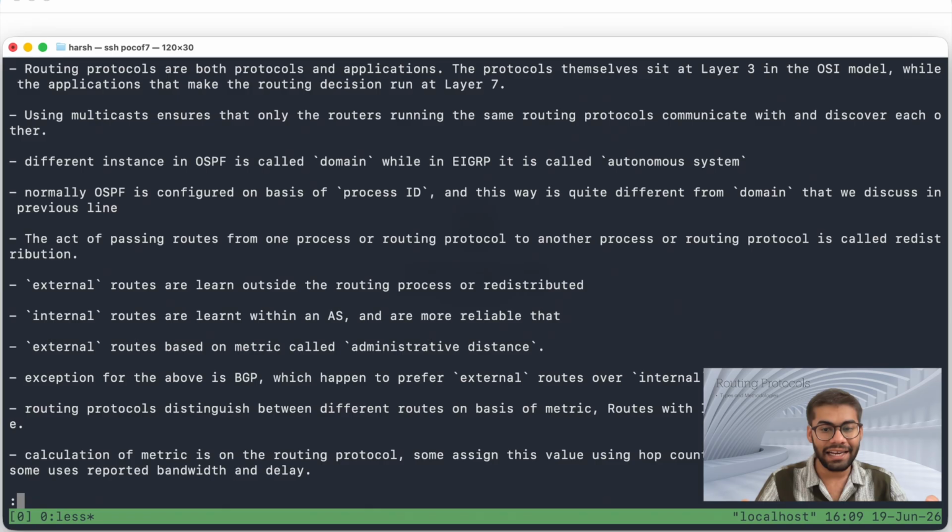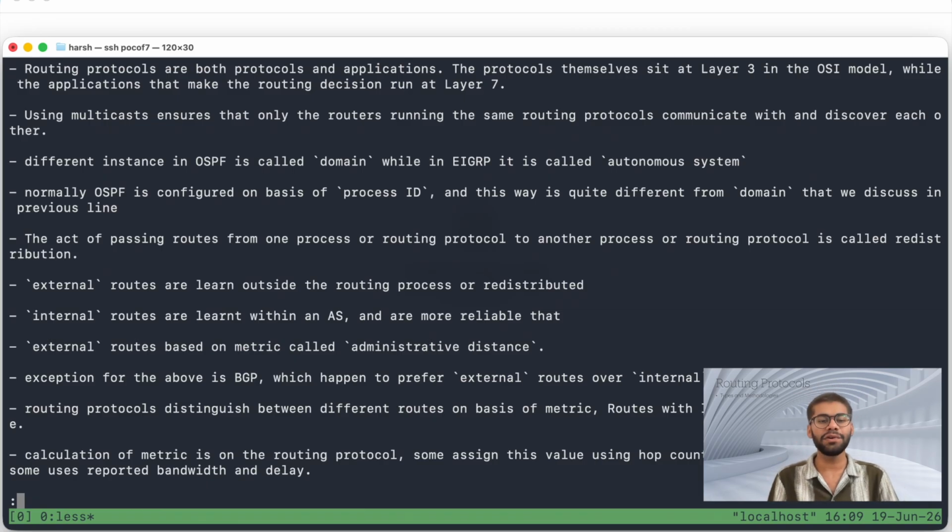So this line actually tells that for every protocol like RIP, EIGRP, OSPF, the external routes are much less reliable than their internal counterpart. But BGP does the opposite, which means that it prefers the external route. So external routes have a lower administrative value of around 20, and internal routes have a higher administrative value of around 200. So it happens to prefer the external route first.